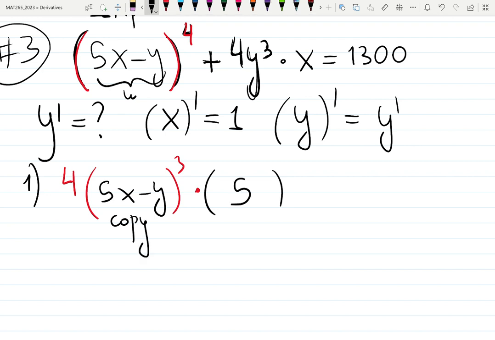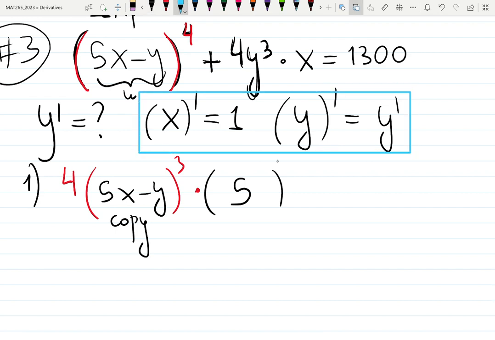5x minus y gives you 5, right? Yes, no, yes, no? No. So be careful with this. 5x gives you 5, but minus y gives you minus y prime. Be careful with those little things. If you mess up the first step, everything will be wrong. So just letting you know, it's hard to grade on the exam because all possible mistakes happen.